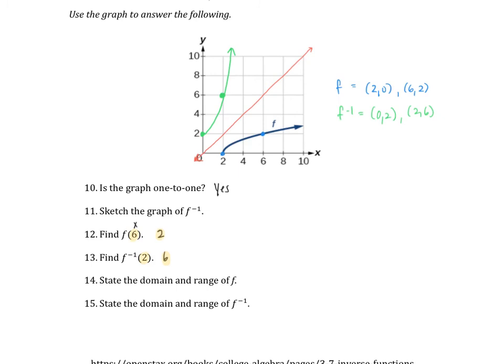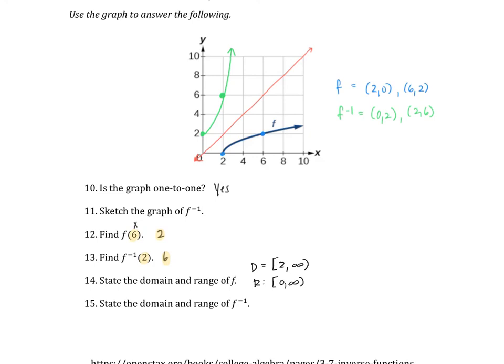Okay, and then state the domain and range of f. So we're only looking at the blue, the f line. The domain is left to right, so it starts at 2 and then it goes to the right forever. Your range is bottom to top. It starts at 0 and goes up forever.